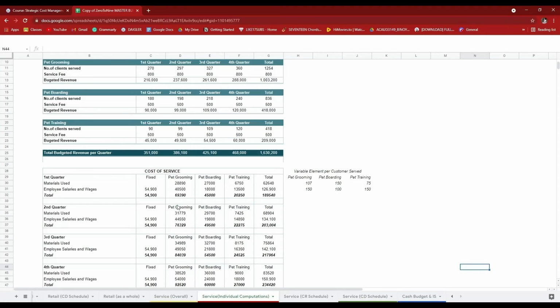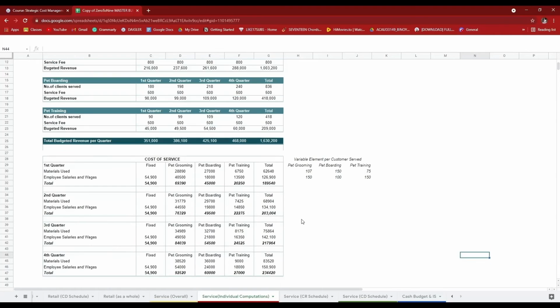For employee salaries and wages, for pet grooming, 40,500, pet boarding, 18,000, pet training, 13,500, for a total of 126,900. This is computed by multiplying the number of clients served per quarter, 270 for pet grooming, 180 for pet boarding, and 90 for pet training, by the variable cost per customer served, which is shown on the screen. All in all, the total cost of service for the first quarter is 54,900 fixed, for pet grooming 69,390, for pet boarding 45,000, and for pet training 20,250, for a total of 189,540 cost of service for the first quarter.